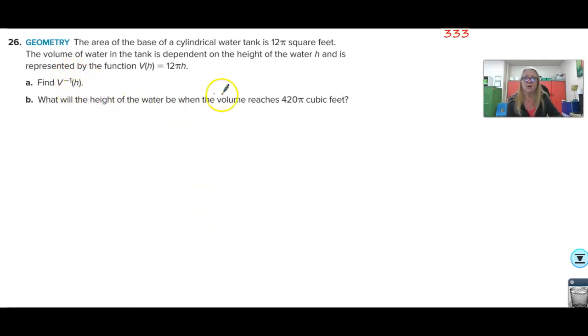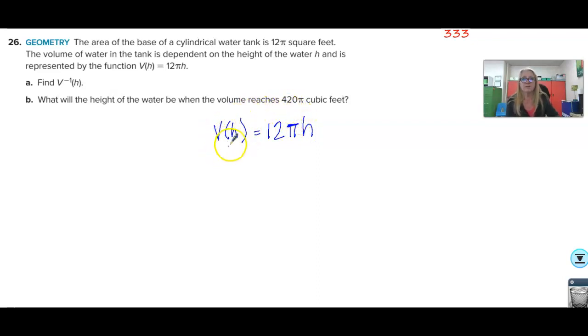What will be the height of the water when the volume reaches 420 pi cubic feet? All right, this one's going to take some time. But I can go ahead and find the inverse of this. So if we started with V of h equals 12 pi h, and they're making this tricky because they're throwing pi in here instead of just giving you a number, okay?